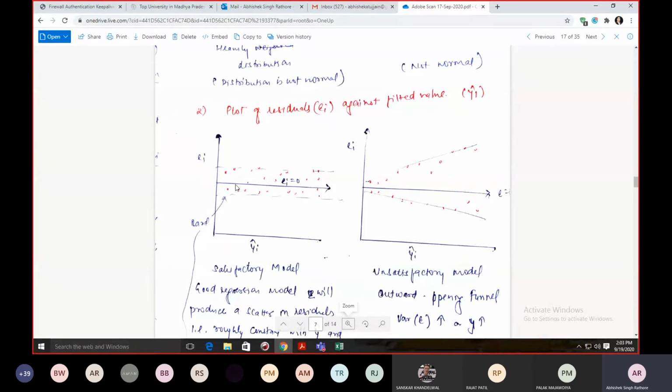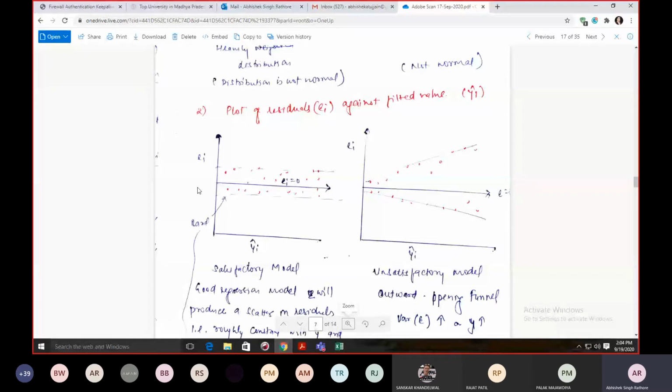Let's say this is my line where my residual equals 0. So this lies in between 0. Again, we are getting some values above the line and some values below the line, and these values usually lie within a particular horizontal band. When you get this type of data, we assume that our model is satisfactory, and we will get a good regression model.